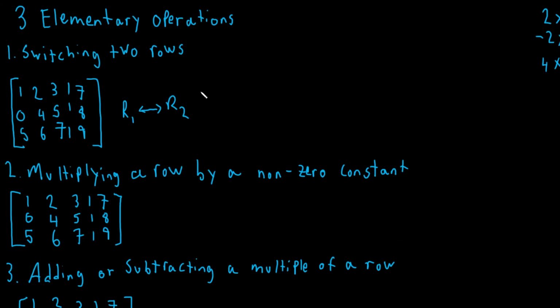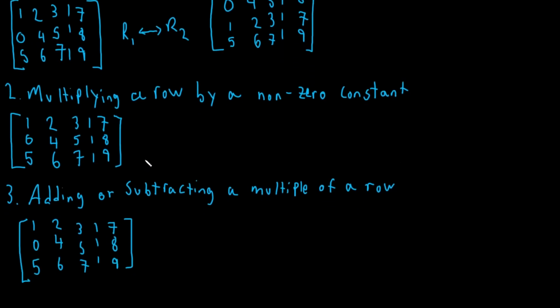So let's just show what that looks like. Row 2 would become row 1 in our new matrix. So 0, 4, 5, 8. Row 1 would become row 2 in our new matrix. So 1, 2, 3, 7. And since we're only switching row 1 and row 2, row 3 would just remain the same. So that's switching two rows.